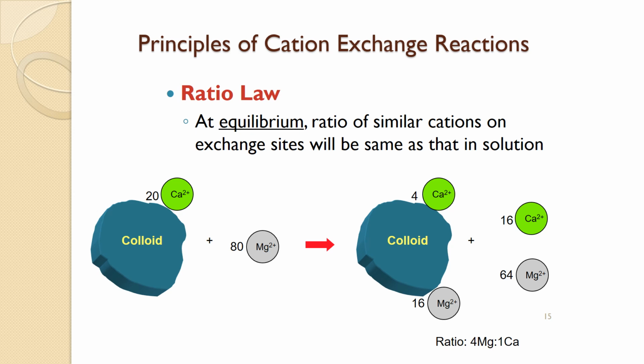The ratio law is where at equilibrium, the ratio of similar cations on exchange sites will be the same as that in solution. Okay, so the exchange ratio here is 4 magnesium to 1 calcium on either side of the equation.